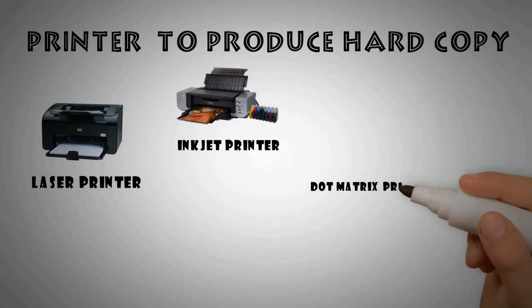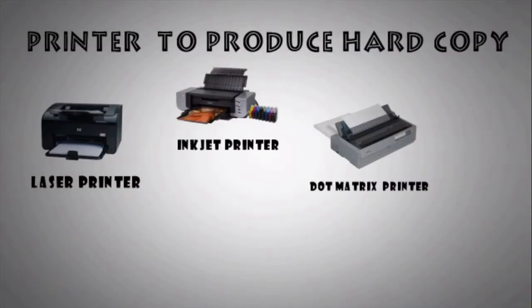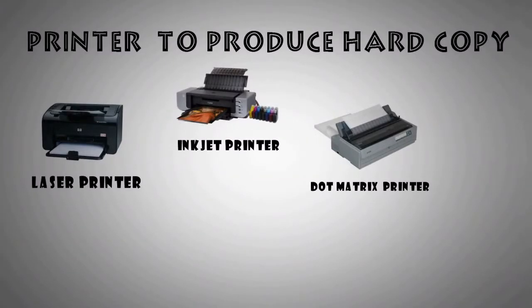Dot matrix printer. Use impact principle. Can print multiple carbon copies at a time, usually using printer forms. The ink ribbon is cheap, but usually poor quality of printout.